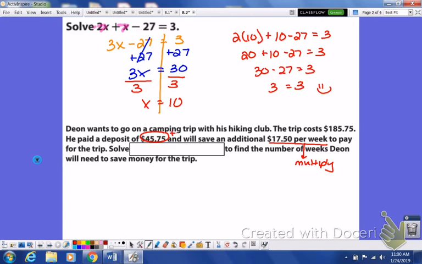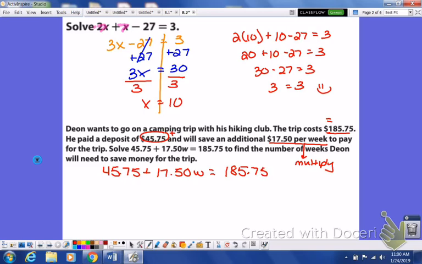And if the trip costs $185.75, there's our equal, which gives us the equation 45.75 plus 17.50W equals 185.75. So, you don't have to squeeze that into the box, we're going to rewrite it down here. 45.75 plus 17.50W equals 185.75.